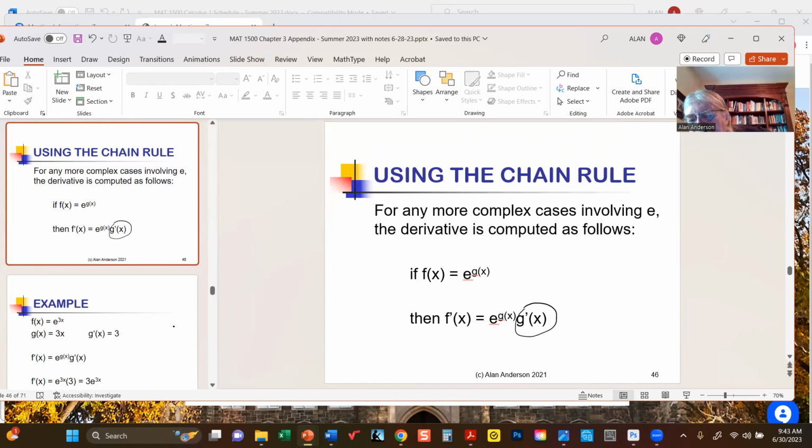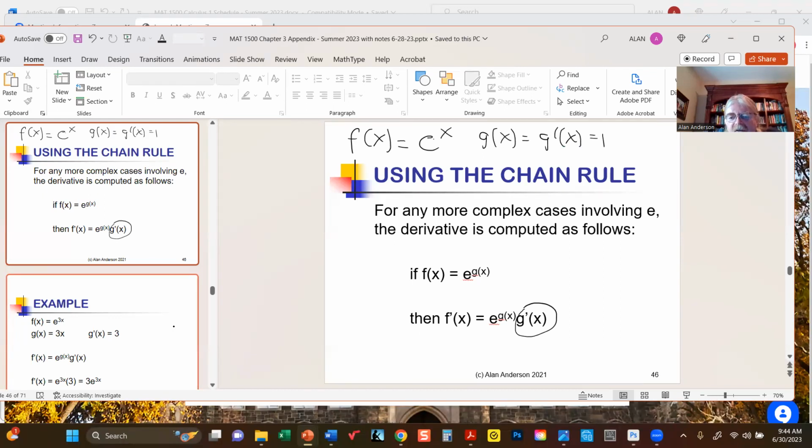So actually, if you want to be technical about it, we were doing that already, because just think of this g of x as x, then g prime of x is just 1. So you're actually technically using this chain rule here. It's just that the g prime of x is 1, so it drops out. So technically, we're always using the chain rule. It's just that you don't have to explicitly consider it if we're dealing with x instead of g of x.